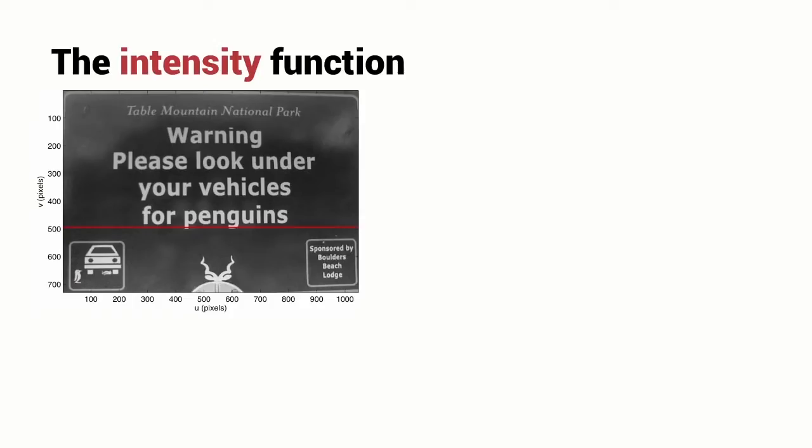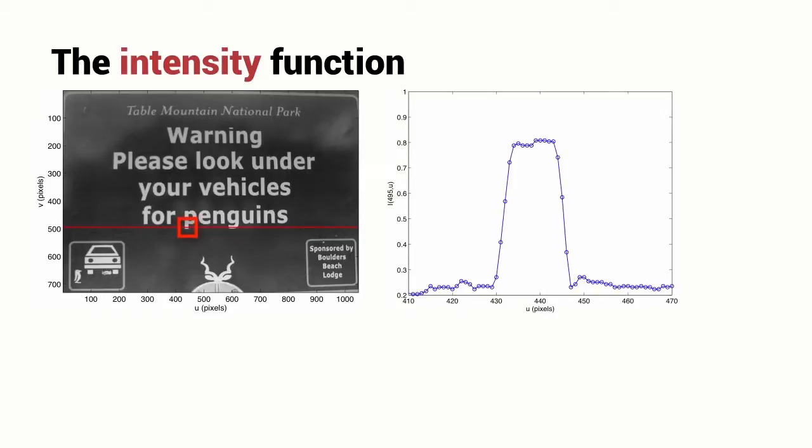Let's investigate how image intensity varies along the line that I've shown here in red. In particular, let's focus on what happens here at the tail of the P. If we look at the intensity profile here, these pixel values, these grayscale values, are double precision values that vary between 0 for black and 1 for white.